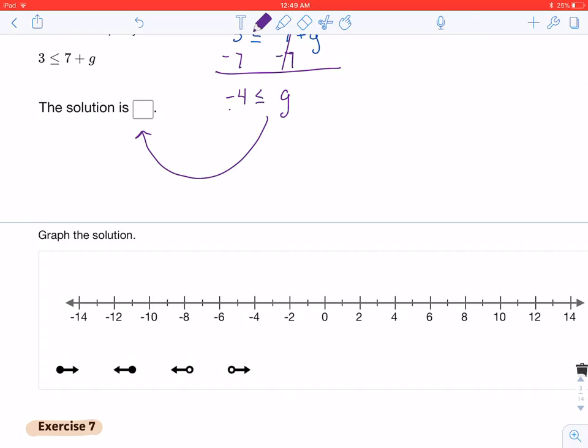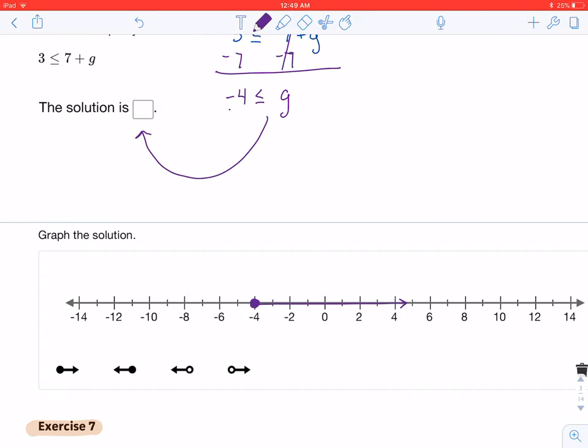And so if you understood 4.1, graphing the solution should be pretty straightforward. We're going to find negative 4 and use a closed circle because it is equal to or less or greater than. So g is equal to negative 4 or all the values greater than negative 4.